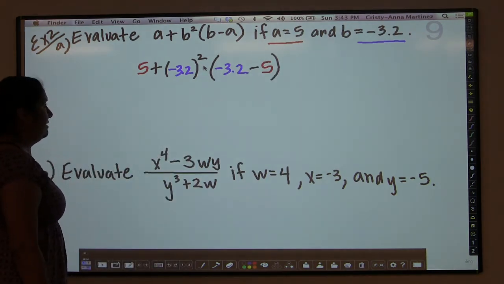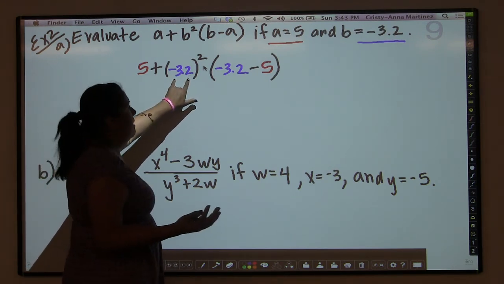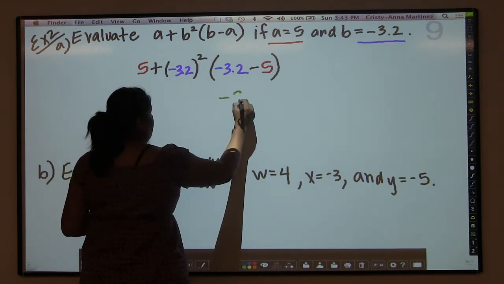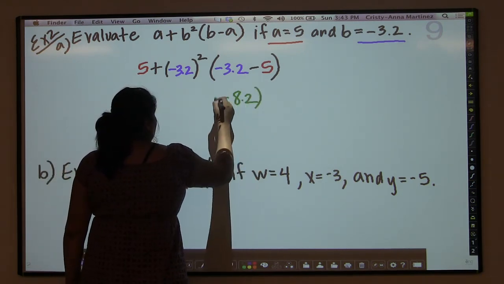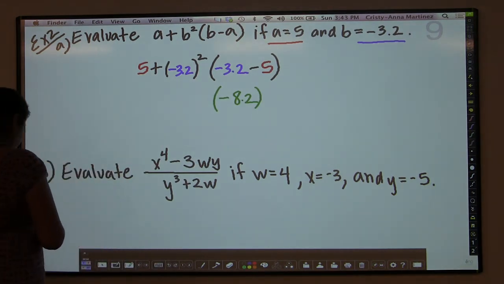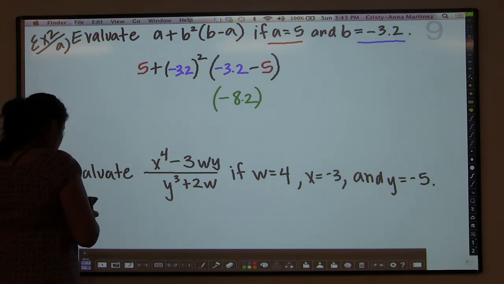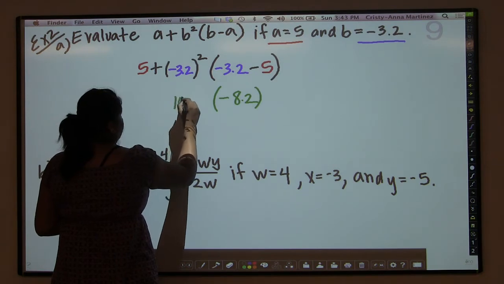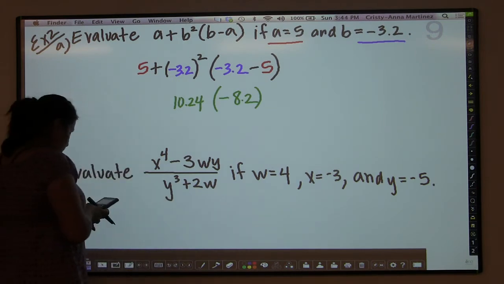Again, we want to start with parentheses first, grouping symbols first. There's nothing to do inside of these grouping symbols, that's just a number. But over here we can. So -3.2 minus 5 is going to be -8.2. And then we're going to have that be multiplied by, the next thing we have to do is exponents. So we're going to do negative 3.2. I'm not going to pretend I know what that is. But negative 3.2 squared is 10.24. So that's going to be 10.24 times the negative 8.2.